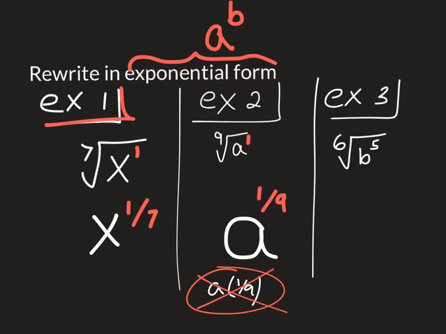Okay, this last one here, I already have my exponent written there as b to the fifth. So I could start with b raised to the fifth power. And then this index here is 6, so that's going to move to the outside, and it's going to be on the denominator of that fraction. So that's going to be b raised to the 5/6.